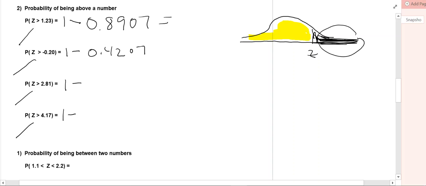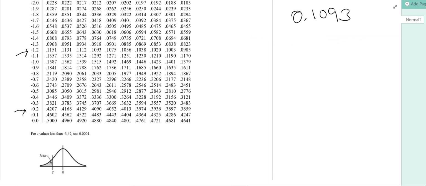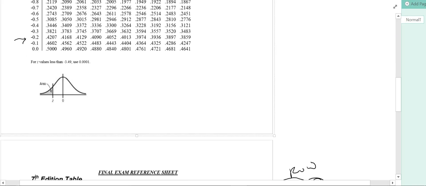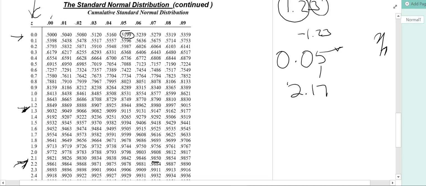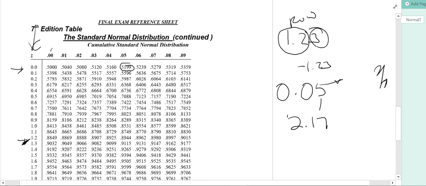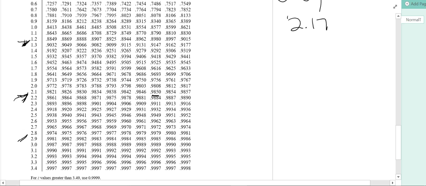Next one, we're going to look up 2.81. Again, 2.81 in the table. Look up 2.1. No, I'm sorry, 2.81. Caught myself at least. All right, so when we look up 2.81, the hundredths position is 1, so this is the second column. Remember, just keep in mind, first column 0. Okay, so that's 9975.